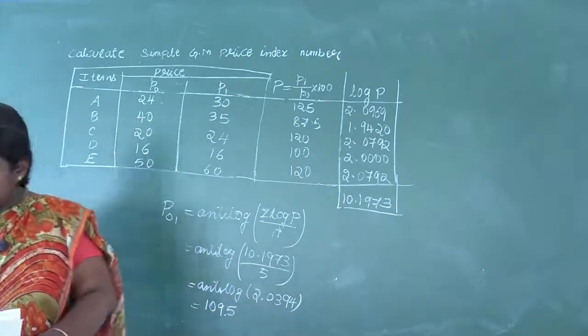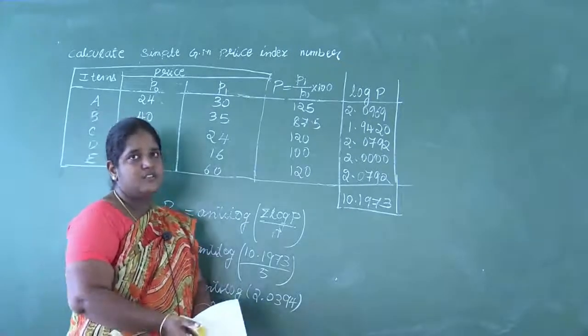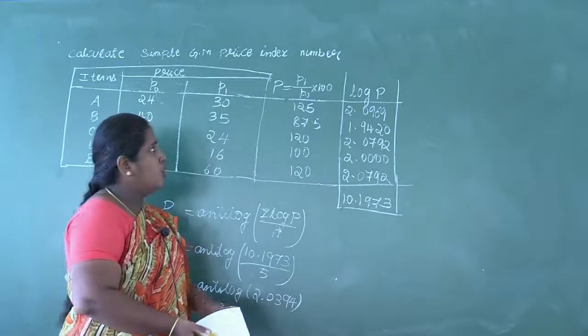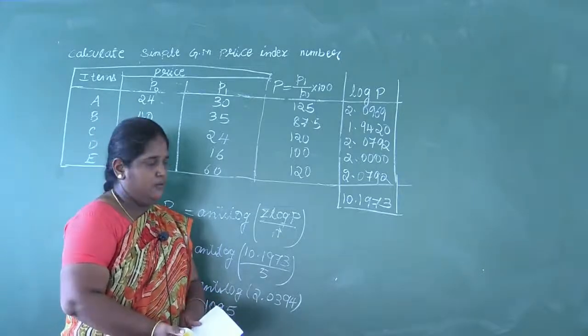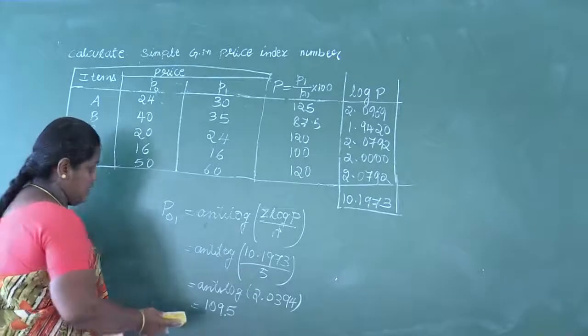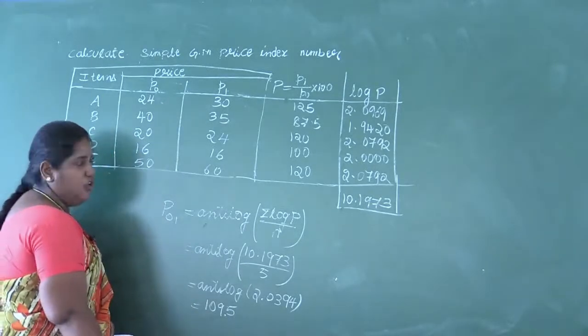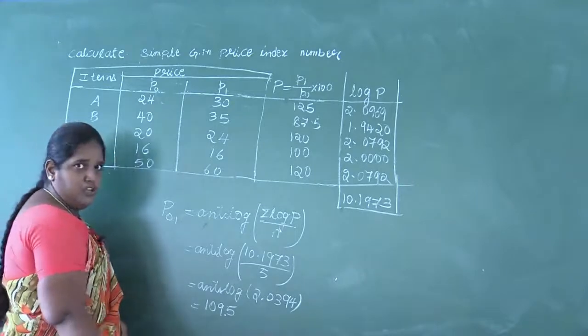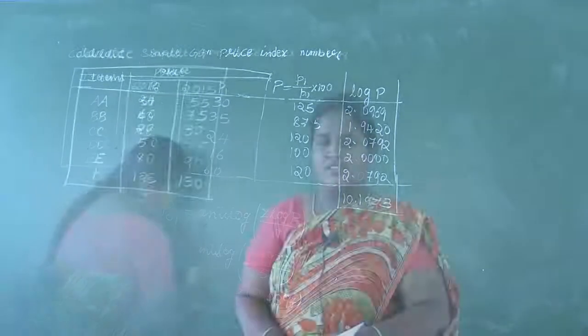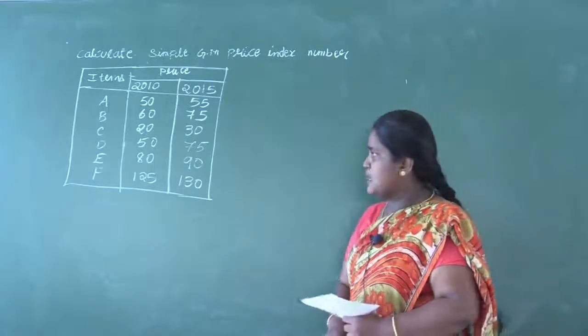Both the methods together is asked very rarely. It is only one method, either the simple arithmetic mean or the simple geometric mean. Maximum time simple geometric mean is asked. It is a very important method, either the unweighted geometric mean or the weighted geometric mean, which we are going to study later on. This is the next problem regarding the simple geometric mean price index number.